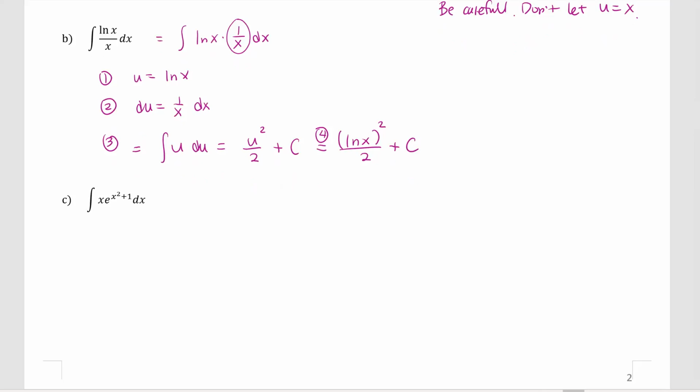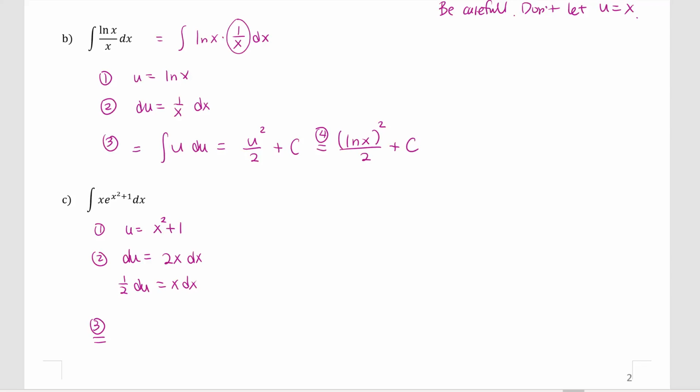What do you let u be? The inner function, okay? And sometimes when you let u be the inner function, there are also some factors in the integral that are like du. Can you see x is the derivative of x squared? So yeah, we let u be x squared plus 1, the exponent of the exponential function. And then du is 2x dx. But we don't have 2x dx, we have x dx. So what's x dx? Divide both sides by 2. So 1/2 du.